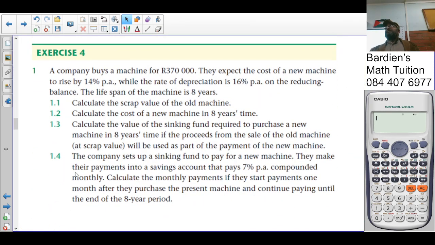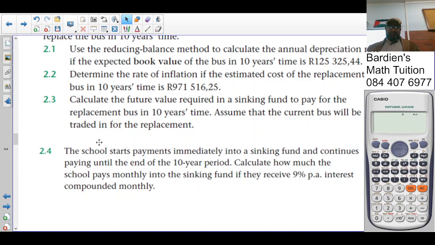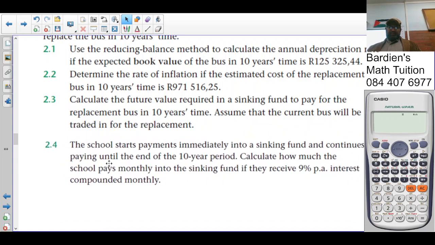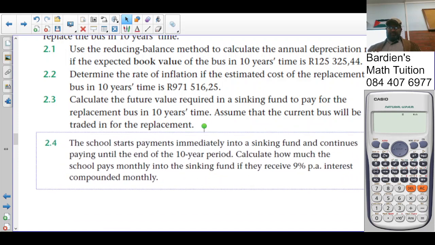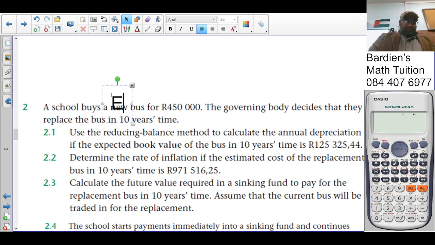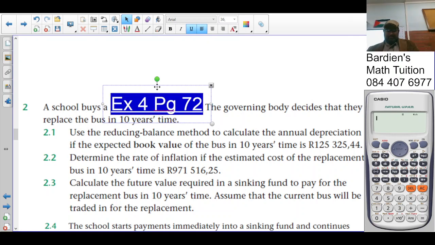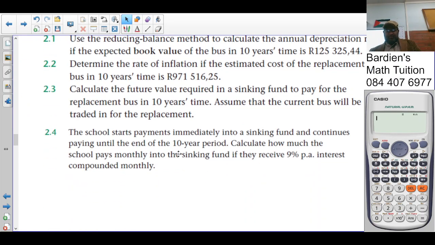No problems with number 1. Number 2. Okay, so I'll do the whole of number 2. So this is exercise 4 on page 72. It sounds like some of you guys did your homework today.